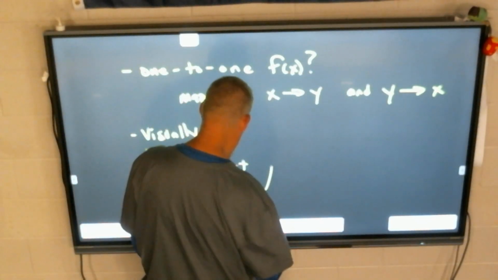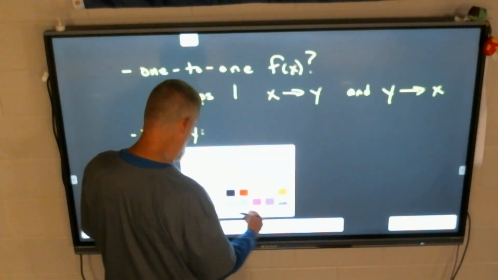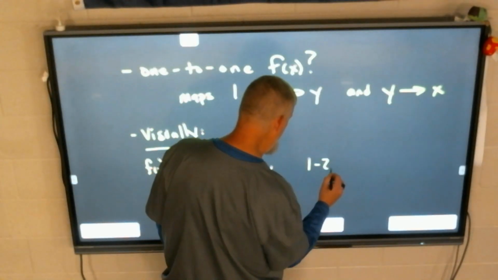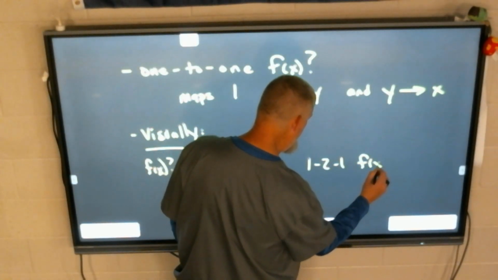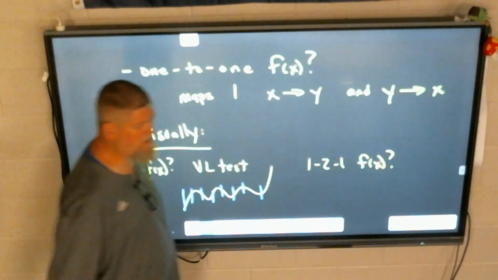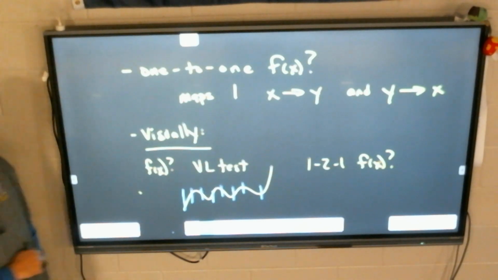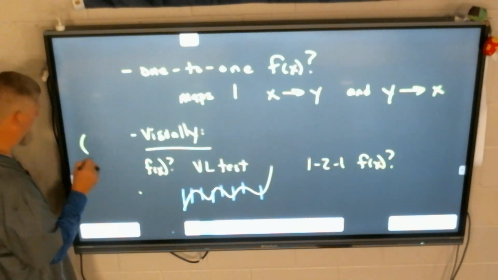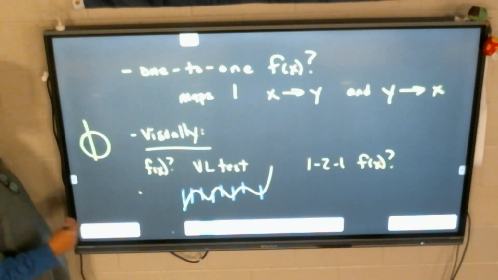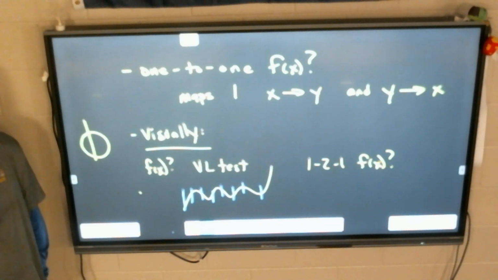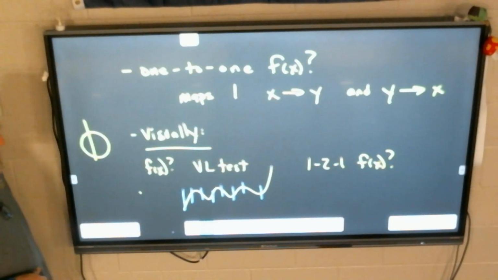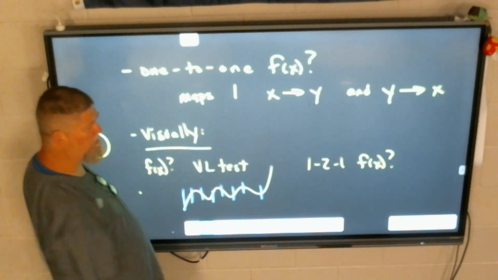Okay? How do I test to see if it's one-to-one? What's the test to see if it's a one-to-one function? Yes? If it touches 2 times. No. If it touches 2 times, it's not even a function. So for instance, if I have a circle, it touches it twice, it's not even a function. It's not even going to be part of our conversation. We actually just call that a relation. So what would be the test for a one-to-one function?